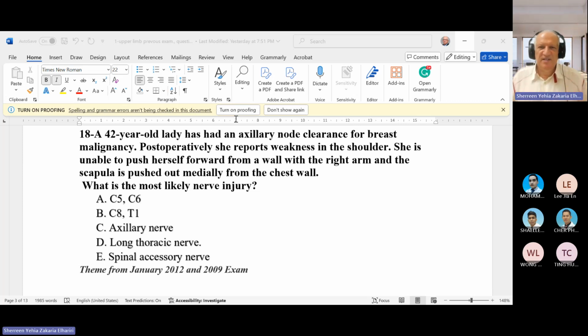is the action of serratus anterior muscle. So we need to explain that this patient has a problem of the serratus anterior muscle, and serratus anterior muscle is supplied by the long thoracic nerve. So again, if you are asked about winging of the scapula, it is injury of the serratus anterior. The nerve supply is the long thoracic nerve, or nerve to serratus anterior.